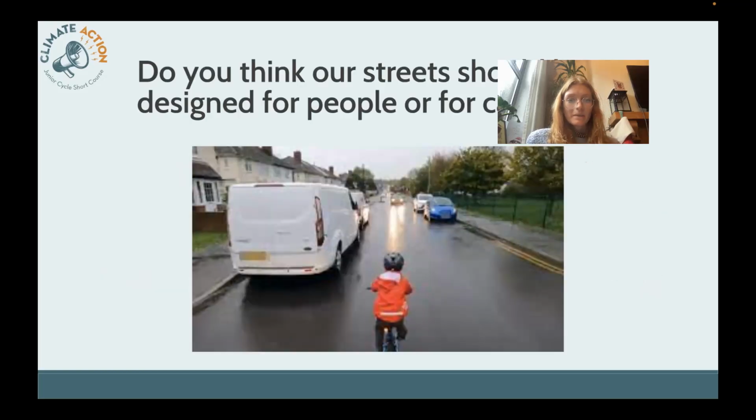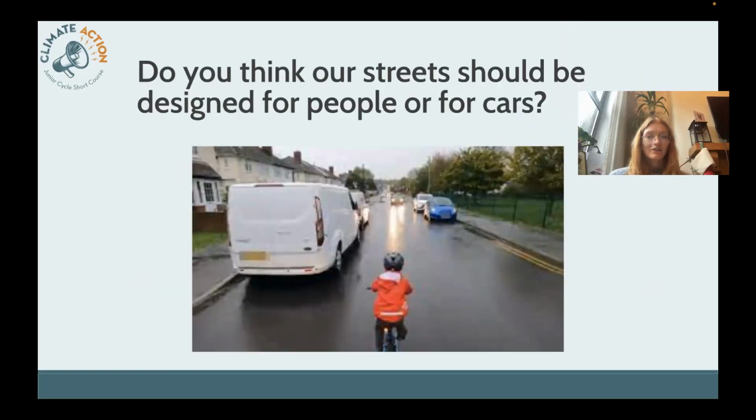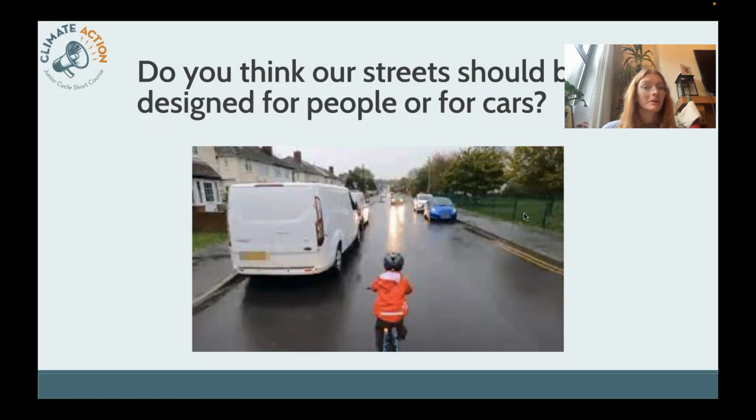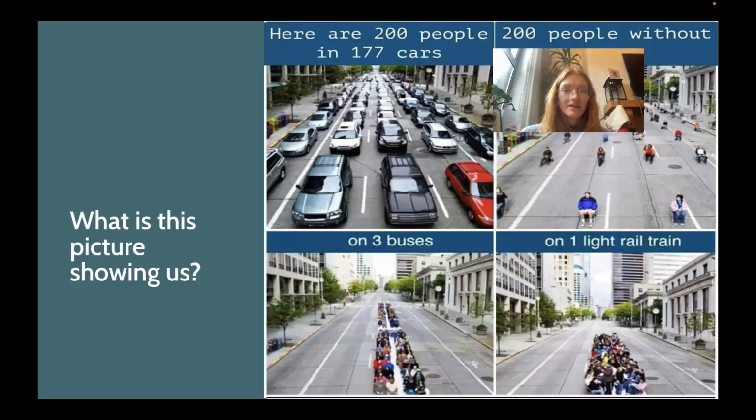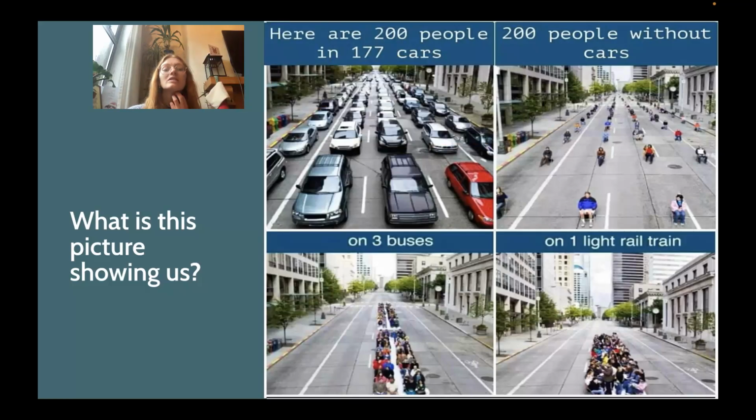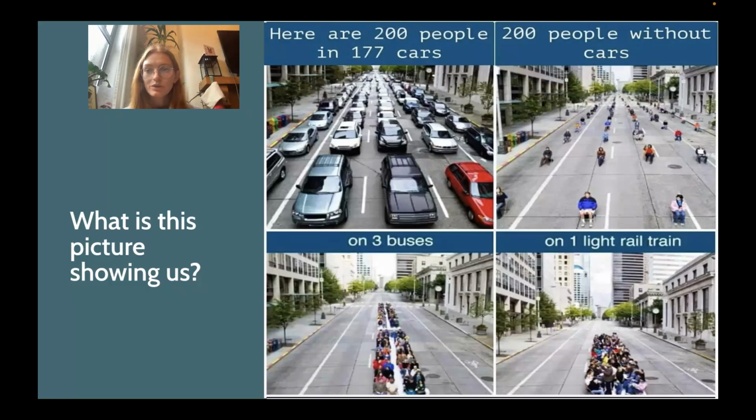And here's another debate that you could have. Do you think our streets should be designed for people or for cars? This is an image about safety. This one's about the use of public space. And with the safety one, you could go and find impacts of collisions in Ireland if you wanted to dig deeper into it.